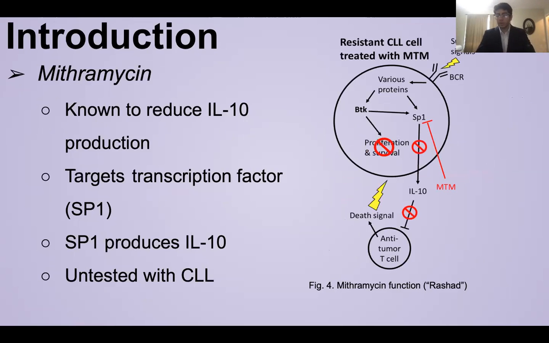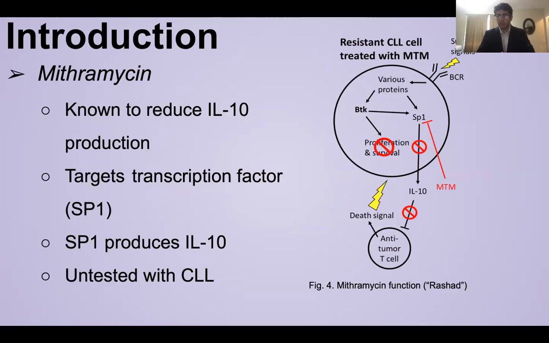So it's already known that a drug named mithramycin inhibits IL-10 production by targeting the transcription factor called SP1 that's responsible for IL-10 production in the immune system. So by targeting the initial source of IL-10 in the immune system, mithramycin is able to inhibit IL-10 production and actually allow the immune system to fight off against CLL. However, mithramycin has not been tested with CLL or as a potential alternative treatment for chronic lymphocytic leukemia patients.